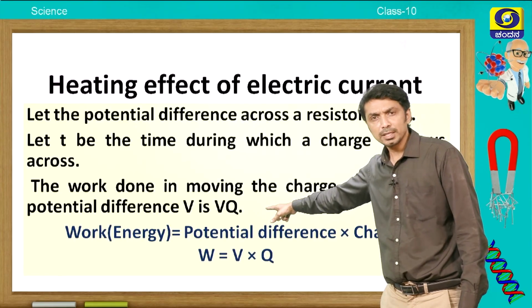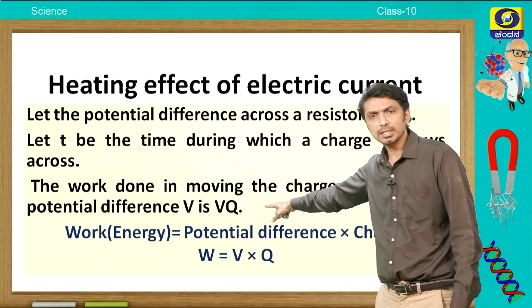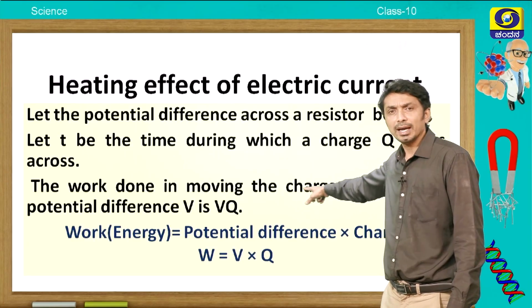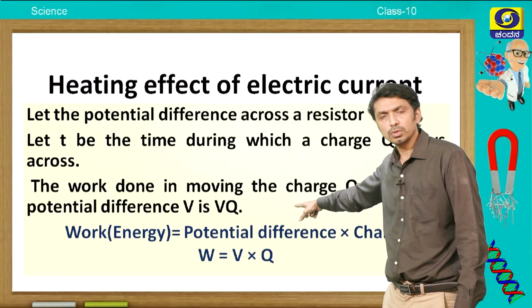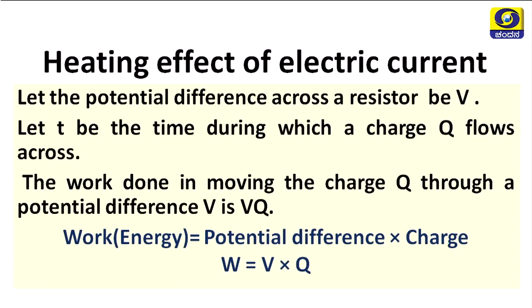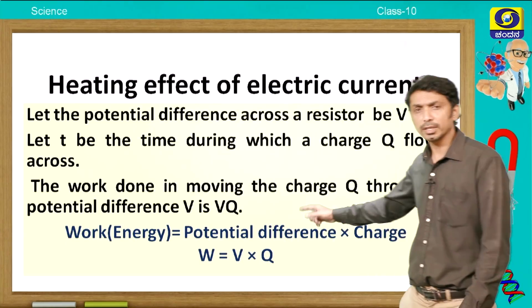So, it is applying the force, that is, potential difference V is the force, and it is moving the charges Q. Q amount of charges are moving because of the potential difference V. So, the total work done here is W is equal to V into Q. That means potential difference into the total charge is the work done.